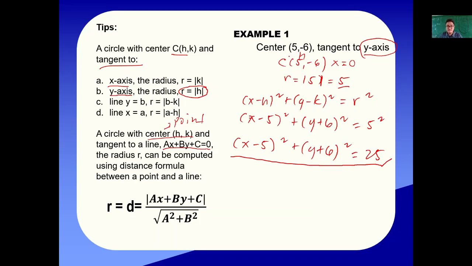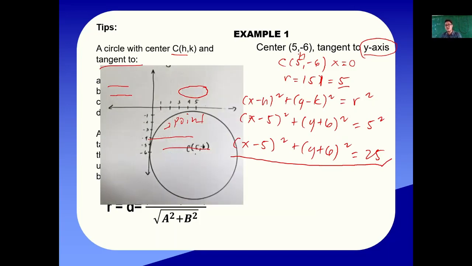If we want to graph this problem, ganito yung itsura niya. Ayan, diba? Stated in the problem, tangent to y-axis. Tingnan nyo, nag-touch siya dito. Nakikita nyo yun? Yung circle, nag-touch siya sa y-axis. Hindi sa x-axis. Dito sa x-axis, tingnan nyo, mayroon silang pagitan. Eh sabi nga sa problem, di ba? Tangent to y-axis. Ayan yung graph niya.